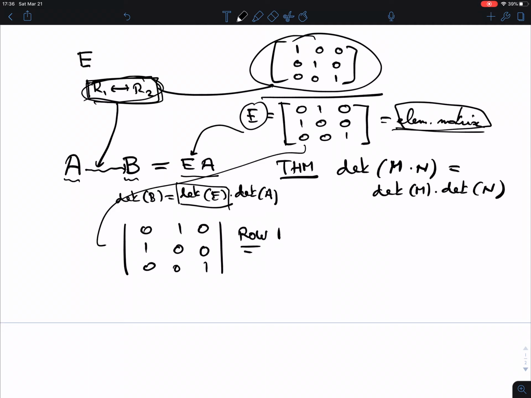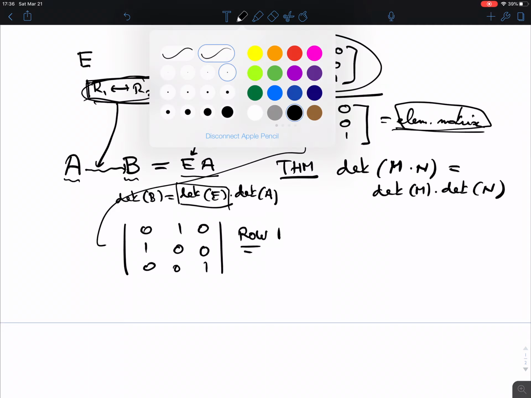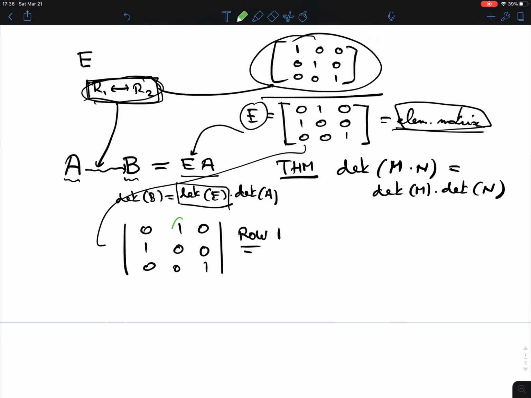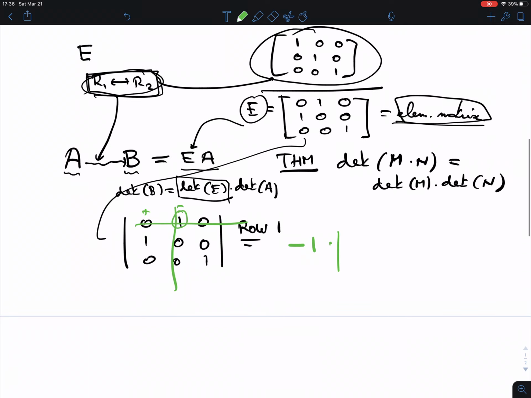Now row 1, that means we're talking about this element, but look at the sign, it's a negative sign. So I get negative 1 times, scratch out what you left, and you're left with 1, 0, 0, 1. That's a 2 by 2 matrix, which you just work out. And this, of course, is easy. That is minus 1 times 1, so negative 1. So the determinant of this row operation, of this elementary matrix, is negative 1.